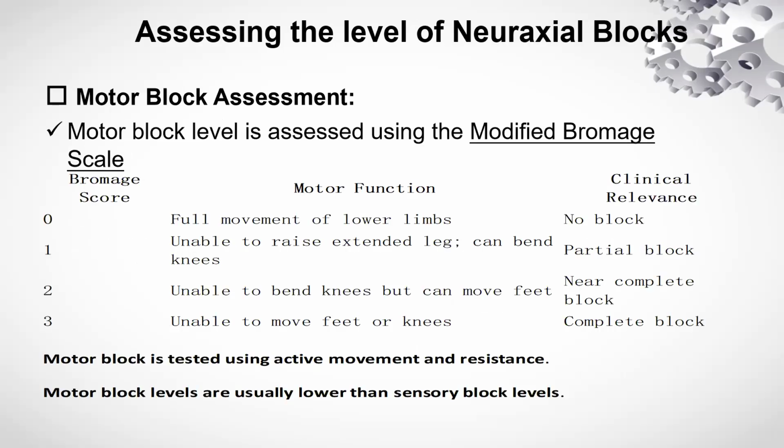Then we have the motor block assessment, which uses the modified Bromage scale, okay, especially for epidural. All right, so Bromage score is 0 when there's full movement of the lower limbs. That means there's no block at all. If the patient has a Bromage score of 1, unable to raise extended leg but can bend the knees, which is partial block. If the patient is unable to bend the knees but can move the feet, all right, Bromage scale 2. But if he's unable to move both feet and knees, there's a complete block, and you give the Bromage score 3.